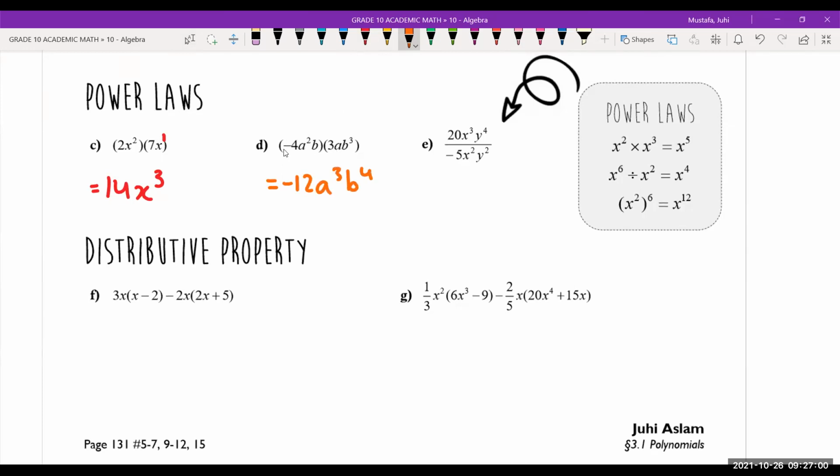Good. So again, -4 times 3 is -12. A squared times a to the power of 1, add the exponent to get a to the power of 3. B to the power of 1 times b to the power of 3, add the exponent to get b to the power of 4. How about question E? We're dividing this time, Angelique?